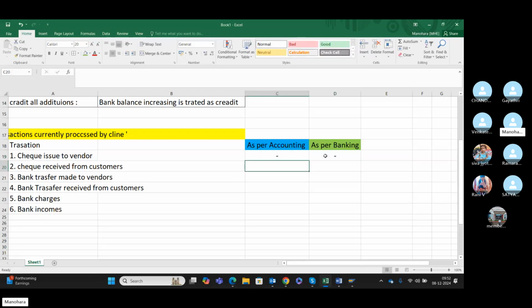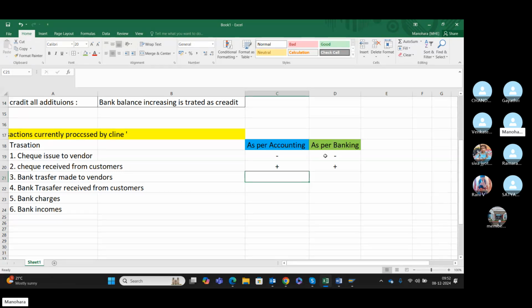And check received from customer. As per accounting, is it positive or negative? Does it increase or decrease your bank balance? Increasing. Increasing means plus, right? Plus, sir. As per banking, here also plus. Here also it increases your bank balance, right? If you received any checks and you present your check in the bank, they will also add the amount to your account, right? So as per banking also it is plus, right?